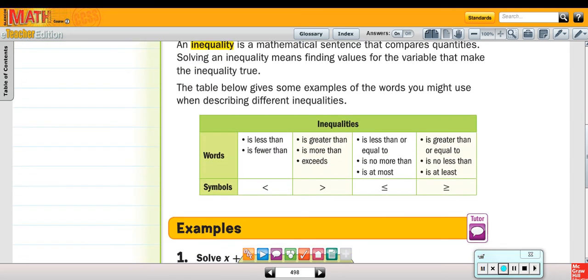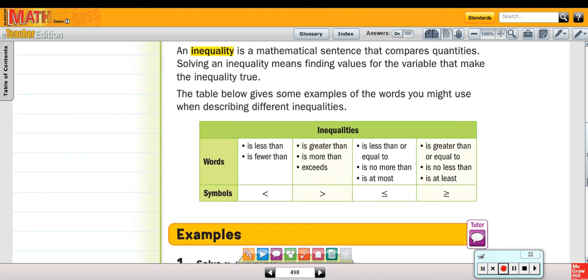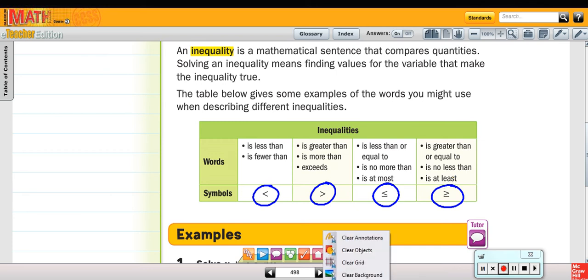So here in the middle of the page you see our symbols. You see first less than. So that's this symbol here. Then we have greater than, we have less than or equal to, and then we have greater than or equal to. So these are the 4 symbols that we're going to use today as we're working.